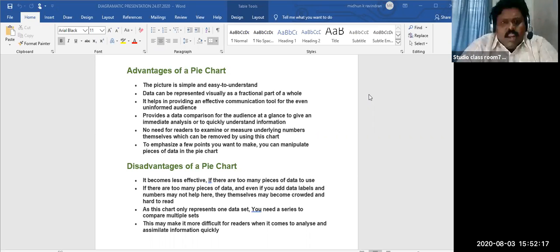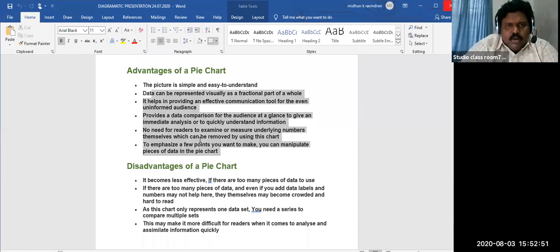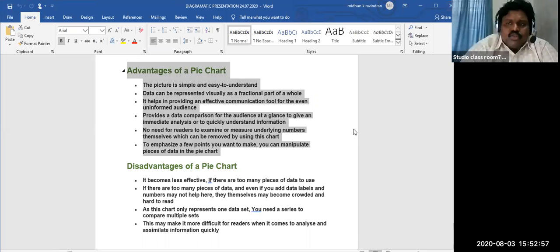The second point: data can be represented visually as a fractional part of a whole. So we are able to depict or draw the parts of the whole data. Fractions we are able to depict easily. Okay, so that's the second importance. Third one: it helps in providing an effective communication tool even for an uninformed audience. Some people are not that much related with news or data analysis. That kind of people are also able to understand what is depicted in the pie chart.